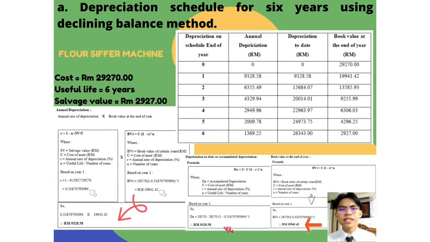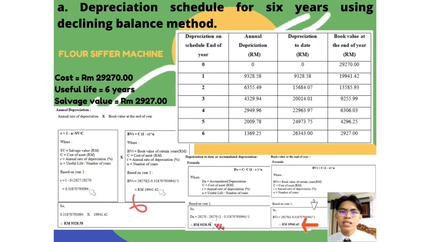Alright, next, this is the depreciation schedule for 6 years using the declining balance method. For example, we choose the flour sifter machine with a cost of 29,270 ringgit, and we assume the useful life is 6 years while the salvage value is 2,927 ringgit, to calculate and construct a depreciation schedule.